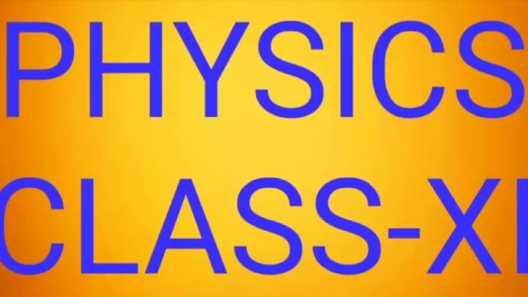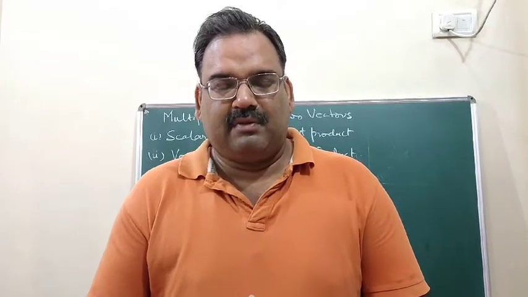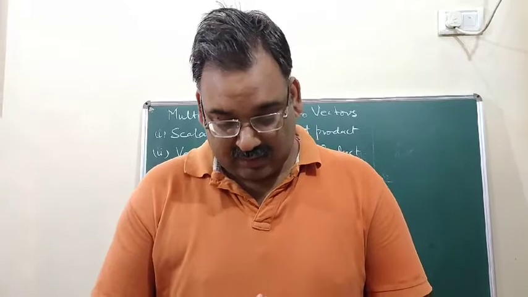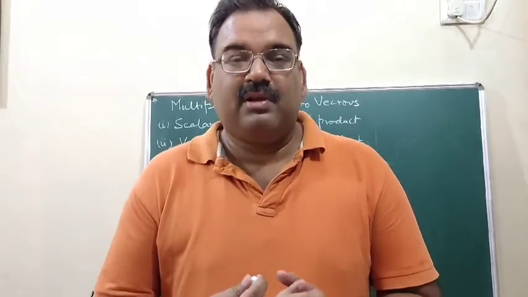Today I am going to teach you the multiplication of two vectors. So, today I am going to discuss the dot product, that is the scalar multiplication of two vectors, and the cross product, the vector multiplication of two vectors. We start with multiplication of two vectors. So two vector quantities are to be multiplied.